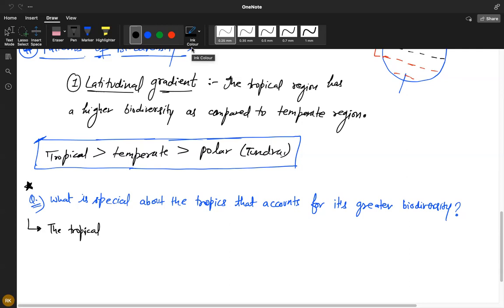This constant environment promotes niche specialization. I'm writing this word for you. Niche. We have studied this word, right? When we were studying organisms. That's why I introduced this. Niche and habitat, right? So when they delete the syllabus, they don't take into account that the same concept is used later on. So this constant environment promotes niche specialization and species diversity.